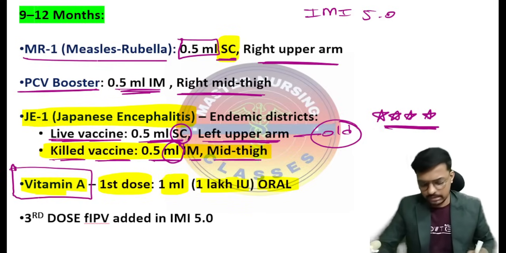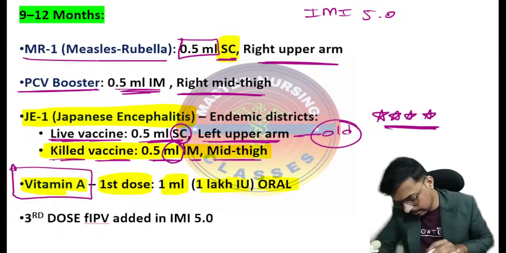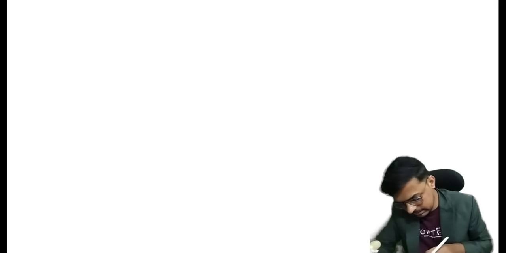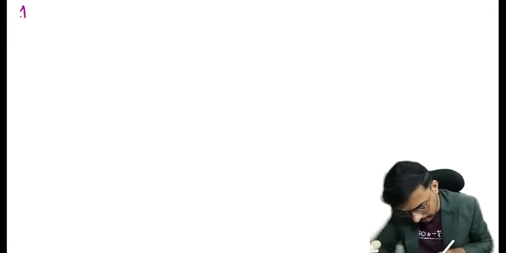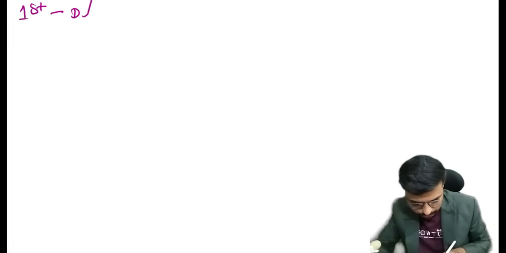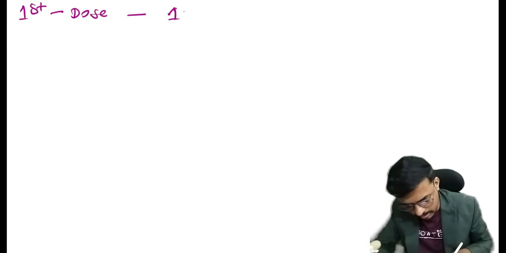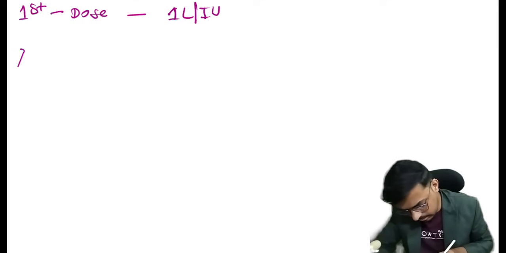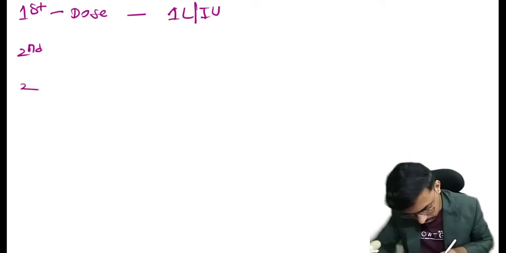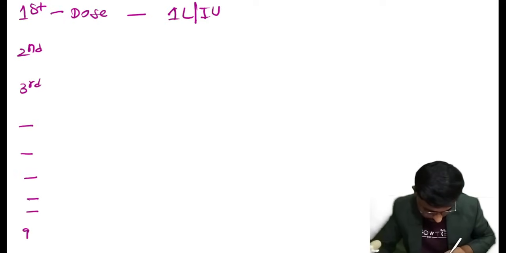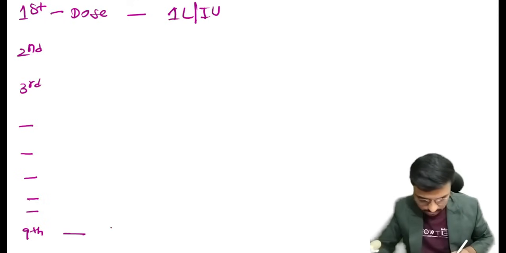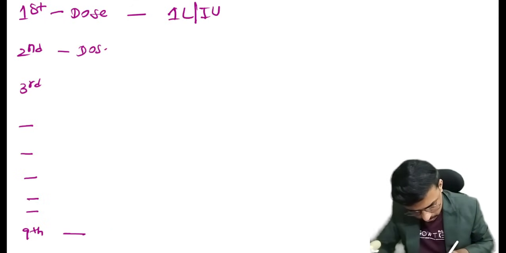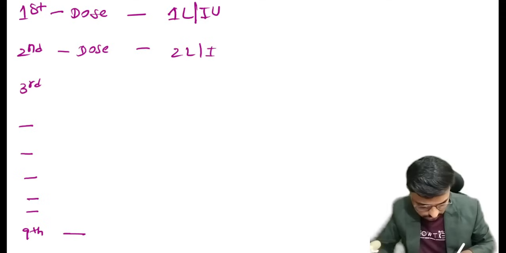Total 9 mega doses we will give. So how many mega doses of vitamin A in total? Total 9 mega doses. Among the 9 mega doses, 1 lakh international unit is the first dose of vitamin A, and then the second dose, third, fourth, fifth, sixth, seventh, eighth, ninth mega dose we will give. From the second dose onwards, the dose will be 2 lakh international units.